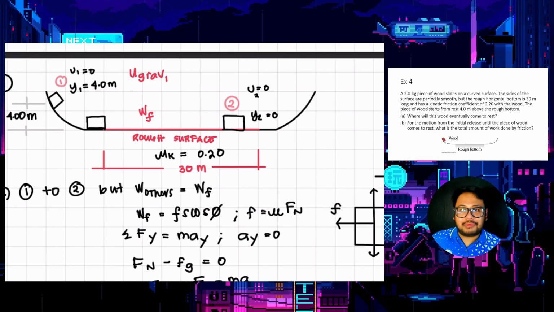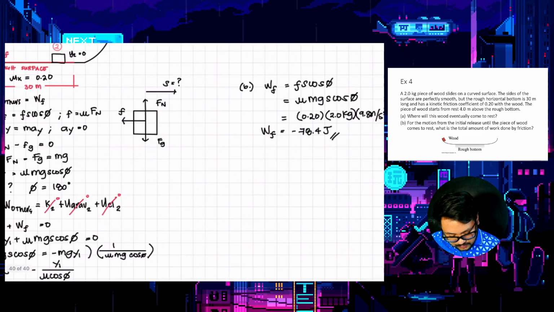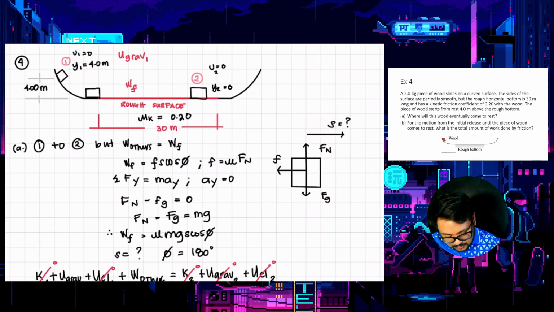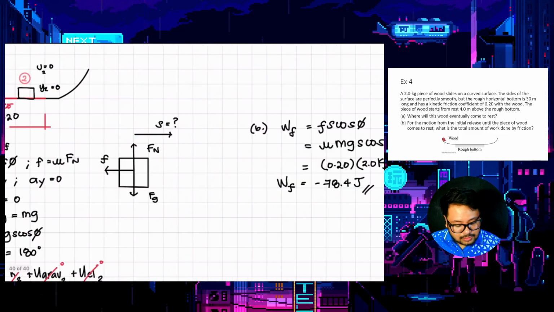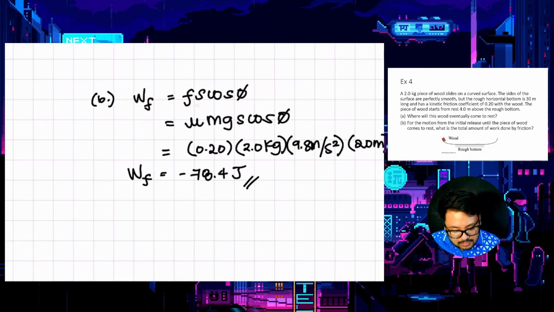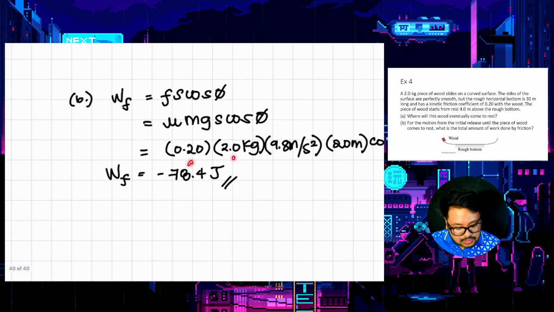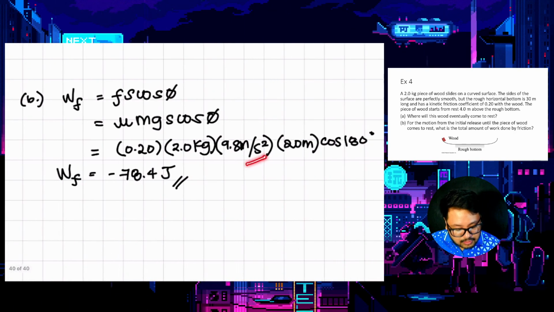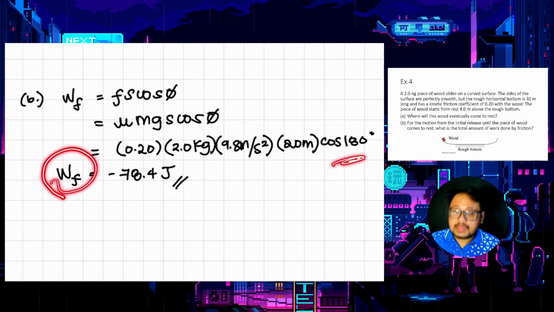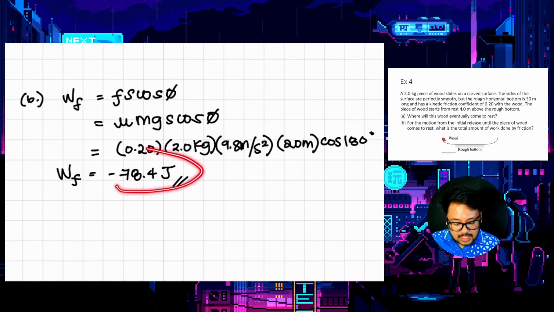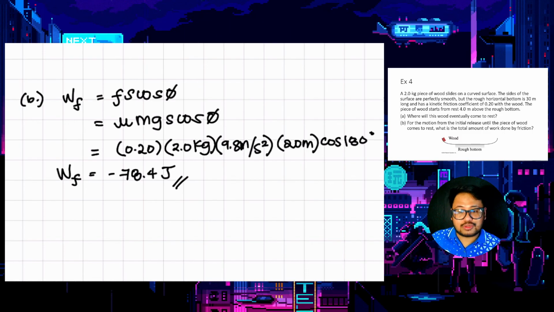For letter B, what is the work done by friction? We have to go back here, wherein we will just substitute S. So we now have work done by friction equal to Fs cos phi, or mu mgs cos phi. It's 0.20 times 2 times 9.8 meters per second squared times 20 times cos 180. We now have work done by friction equal to negative 78.4 joules. It should be doing negative work because it has stopped the motion of our block.